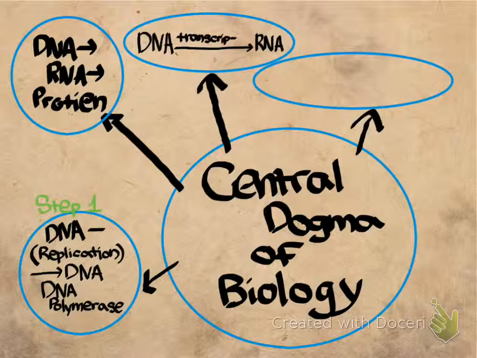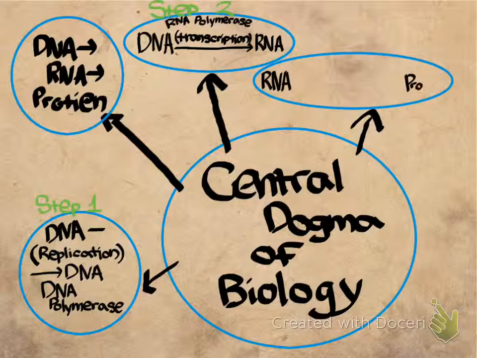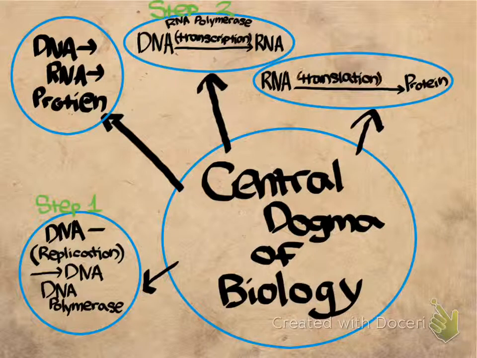The first step is DNA from DNA. This is where replication occurs. The main enzyme that drives this process is DNA polymerase. The second step in this process is from DNA to RNA, and this is when transcription takes place. The main enzyme that drives this process is RNA polymerase.